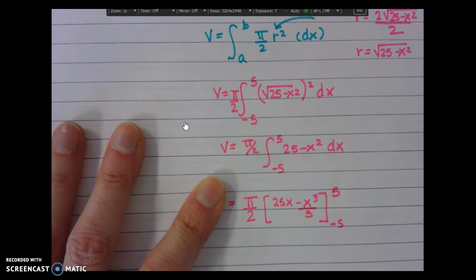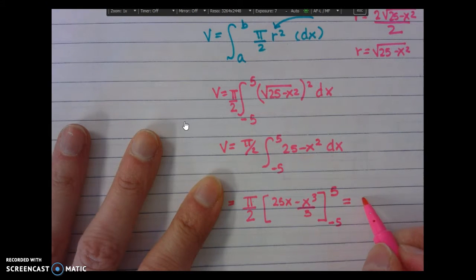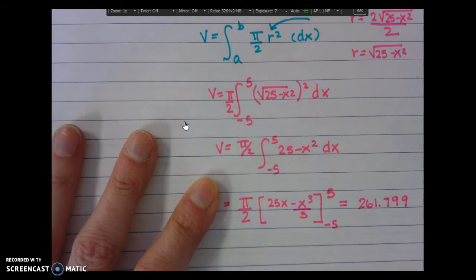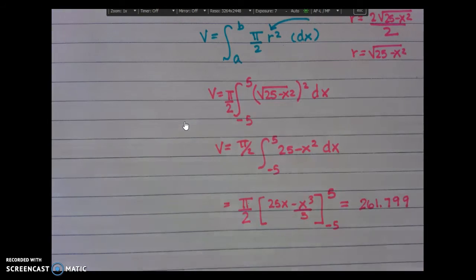And again, check my calculations. When I double check this one, I got 261.799, which makes it the smallest of the 3 different shapes. And if you look at pictures of those different shapes, it should make some sense.